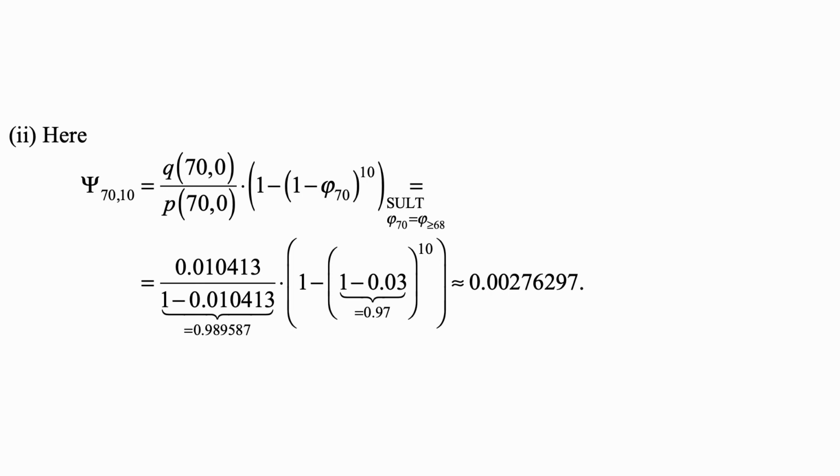Okay, we look up Q70 in the standard ultimate life table. That's 0.010413, and the bottom is 1 minus that, because it's a probability of survival, times 1 minus 0.03, that's the phi 70, which is really phi greater than or equal to 68, to the 10th power. Of course, 1 minus 0.03 is 0.97, and this fraction in front is 0.010413 over 0.989587, and we calculate on that. That's approximately 0.00276297.